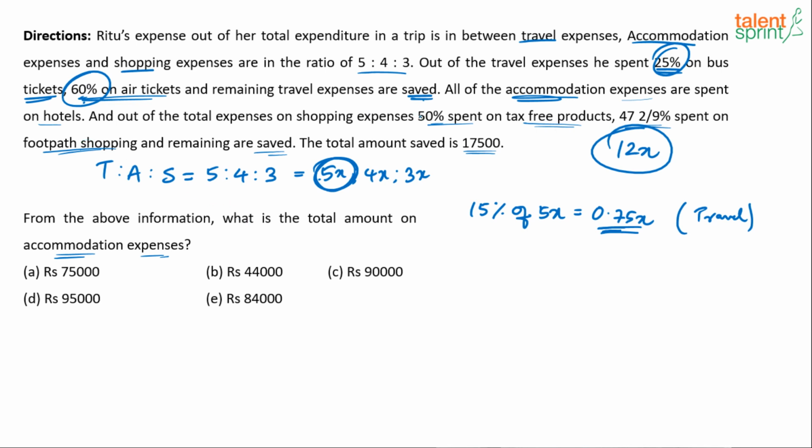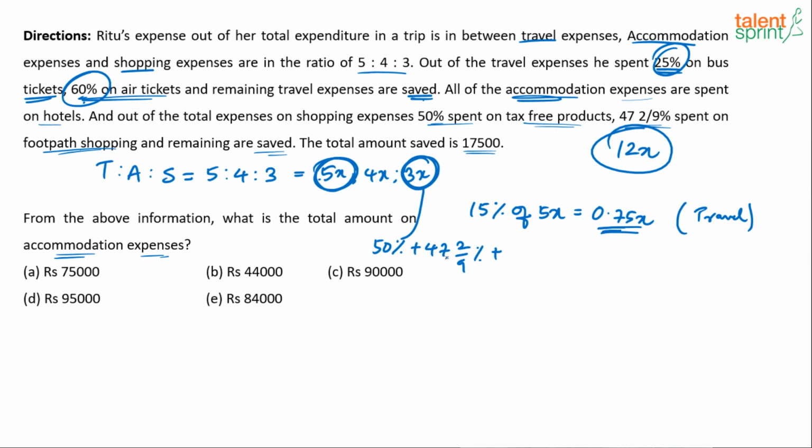What happened in shopping? 50% was spent on tax-free products. 47 2 by 9 was spent on footpath shopping. Now what is shopping expenses? 3x. Out of this 3x, 50% is gone in tax-free. Out of the remaining, 47 2 by 9 is gone in whatever that footpath shopping. What is balance now? Savings now? Tell me. See, total should be 100%, right? This 3x should add up to 100%.